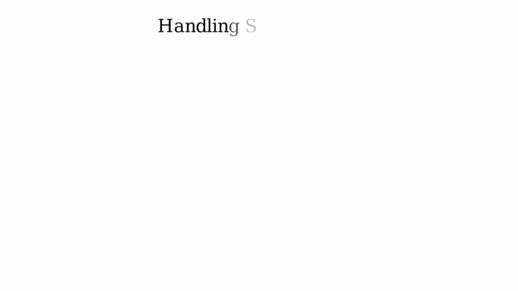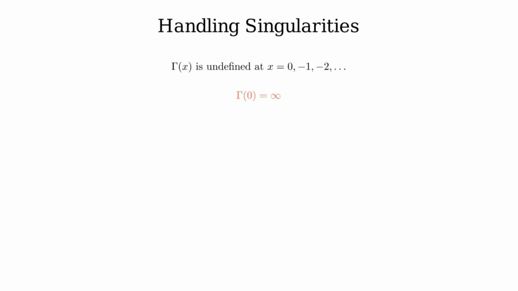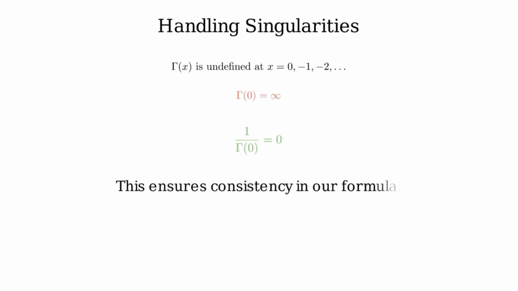The gamma function has singularities at non-positive integers, which means it's undefined at those points. To handle this, if Γ(x) is undefined, we treat it as infinity. This ensures that terms like 1 divided by Γ(0) evaluate to 0, maintaining consistency. For example, in our verification, treating Γ(0) as infinity allowed the formula to hold at x equals 1/2 and x equals 1.